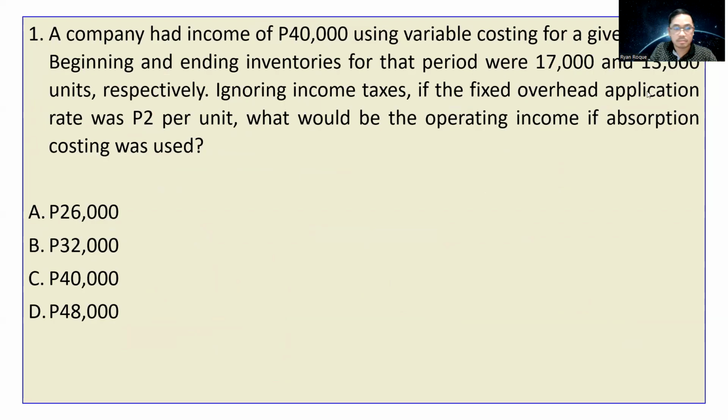Okay, so let's have more exercises, different problem design. So what do we have here? We have a company that had an income of 40,000 using variable costing for a given period. So we are comparing absorption and variable costing. So for variable, how much income do we have? It says here it's 40,000. And then to continue, beginning and ending inventories for that period were 17,000 and 13,000 units. So beginning is 17,000, and then for ending, it is 13,000 units.